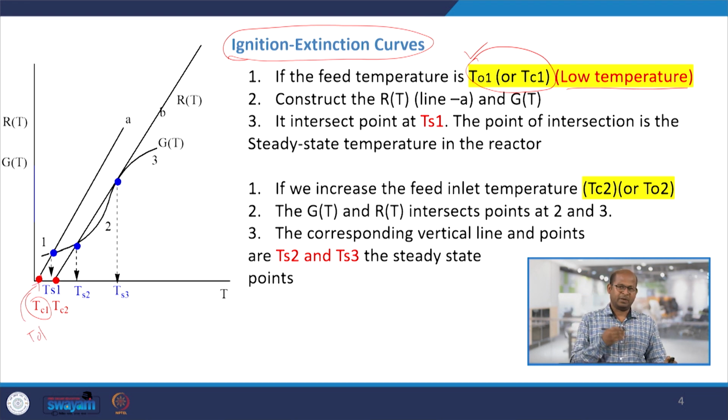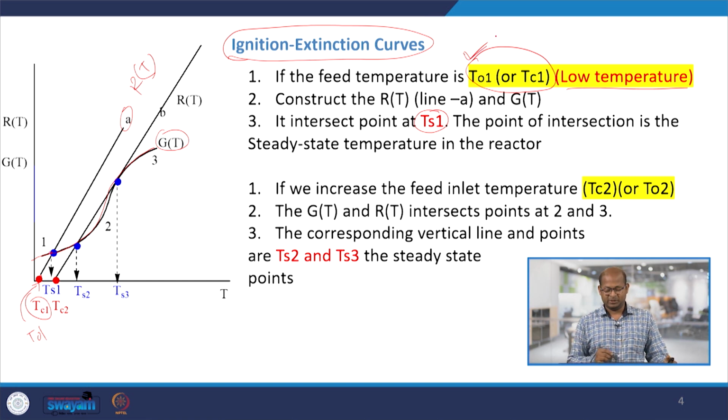Once we are feeding the feed in the reactor at that temperature, the heat removal curve would be line A, and the heat generation line for this particular reaction would be this. This is RT and this is GT. So, here one intersection is there, one point. If we pass the reactant or feed through the inlet of the reactor, this blue point is TS1. TS1 is the intersection point, meaning the heat removal and heat generation curves intersect at point 1 when T01 is the feed inlet temperature.